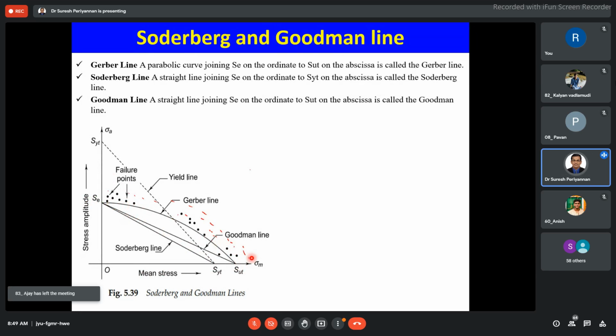Gerber theory is much more suitable. We will see this at the end, in the conclusion. We can understand how Gerber theory is much more suitable for this design.